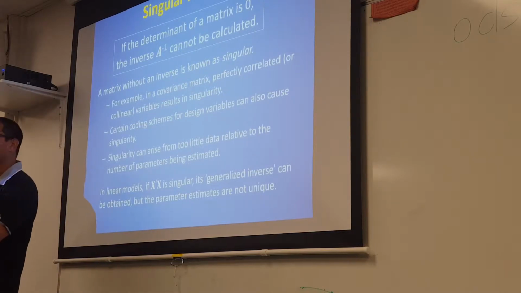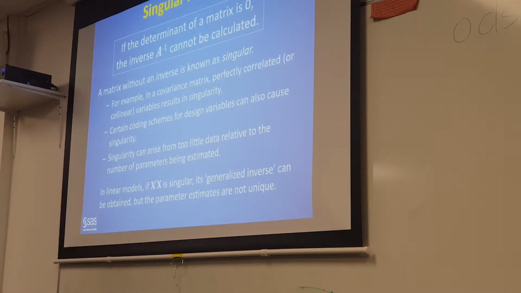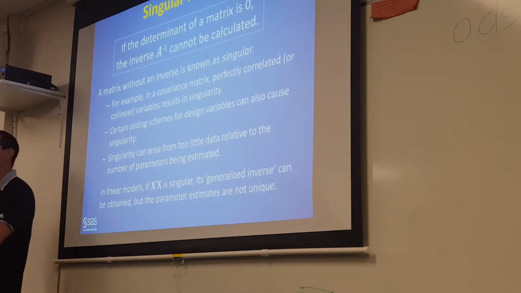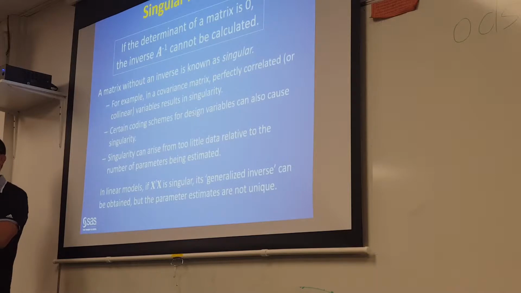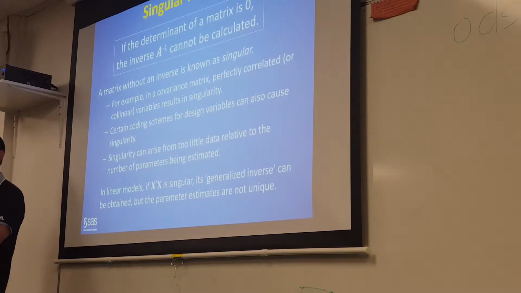So why is the determinant important? Because if it's 0, then you cannot calculate the inverse. And the inverse of a matrix is really important. A matrix without an inverse is known as a singular matrix. If you have, for example, a covariance matrix with lots of variables that are all perfectly correlated with one another, then you have a lot less data than you think. You think you might have 10 variables, but if they're all perfectly correlated, there's only one variable worth of information there. And you end up with a matrix that is singular.